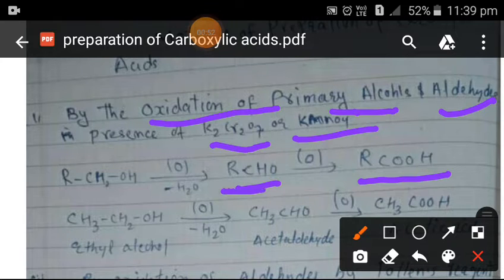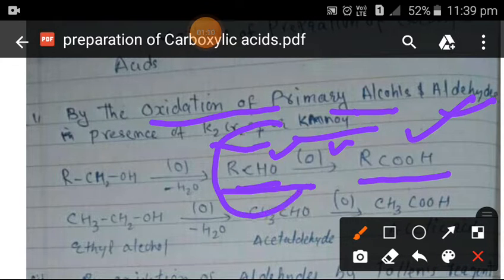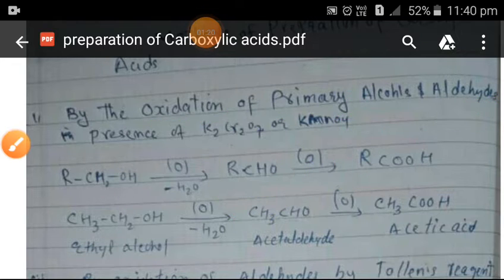So here the reaction does not stop. With the formation of aldehydes, it further gets oxidized, as a result of which the carboxylic acids are formed. Clear? So this reaction we have already discussed, but in order to form the aldehyde, in order to stop this reaction, we used a special catalyst. We used special oxidizing agents here. Clear? So you must remember that.